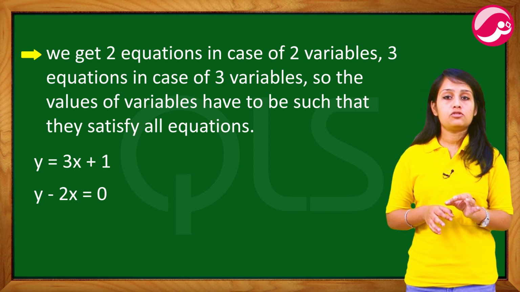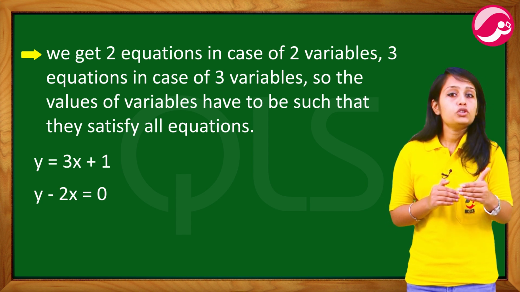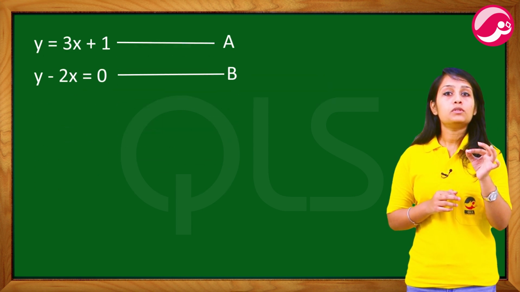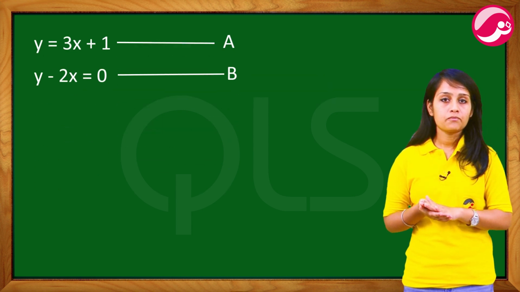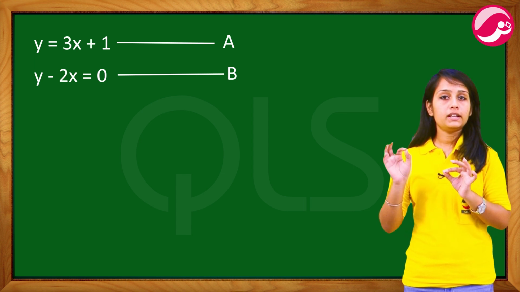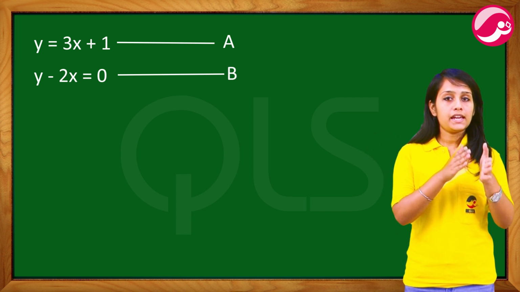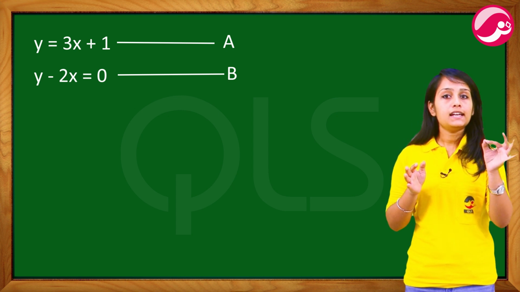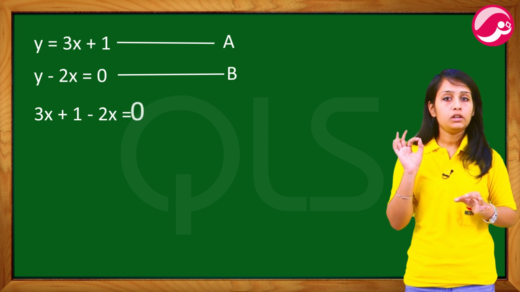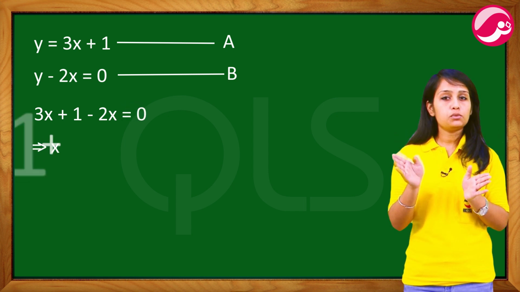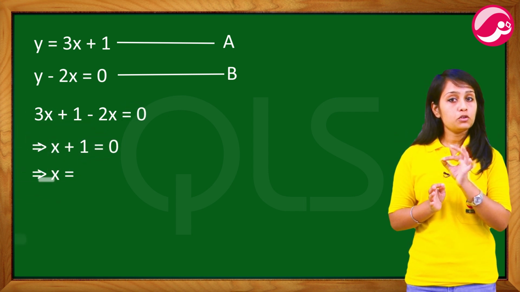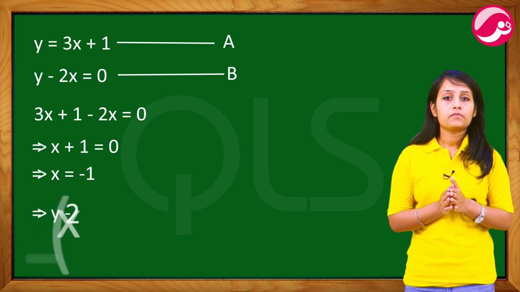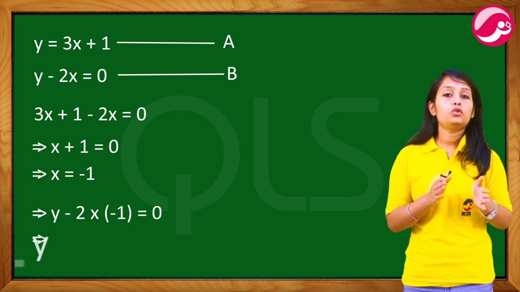Now to solve these equations, or in order to find the solution of these equations, we name the equations a and b. So we take y equal to 3x plus 1 as equation a and y minus 2x equal to 0 as equation b. Now putting the value of y from equation a into equation b, we get 3x plus 1 minus 2x equal to 0, which gives x plus 1 equal to 0, and this gives x equal to minus 1. Now put this value of x in any of the two equations a and b, and you will get the value of y, which comes out to be minus 2.